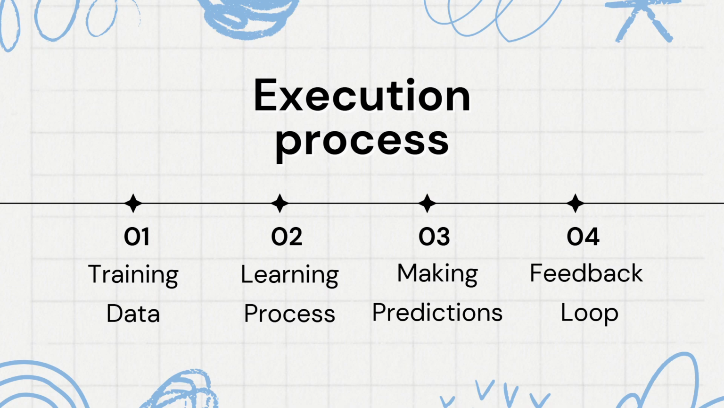Step 1 is your training data. The training data consists of pairs of inputs, which are called features in the context of supervised learning, and correct outputs, which are called labels in the context of supervised learning.